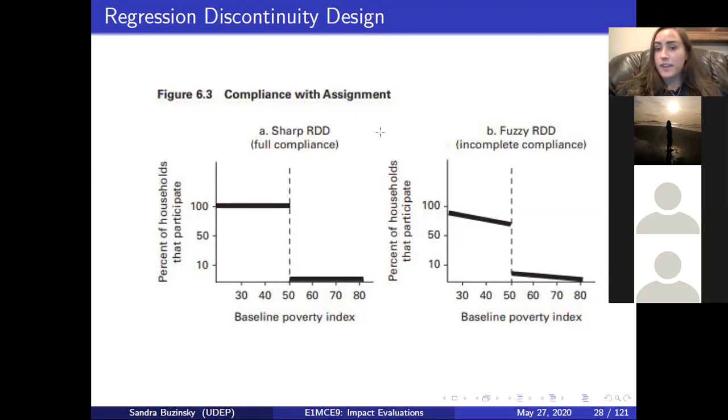So what did we do last time in the randomization when we did not have perfect compliance? What was our strategy? LATE. Yes. Instrumenting. Yes, exactly. So we did the local average treatment effect, right? That's an instrumental variable strategy.